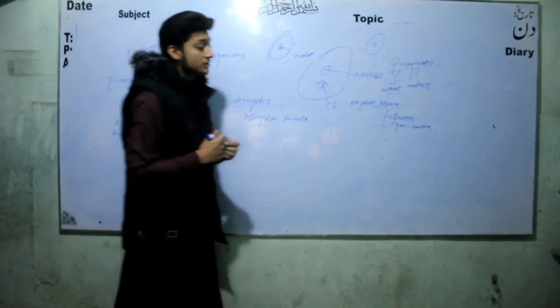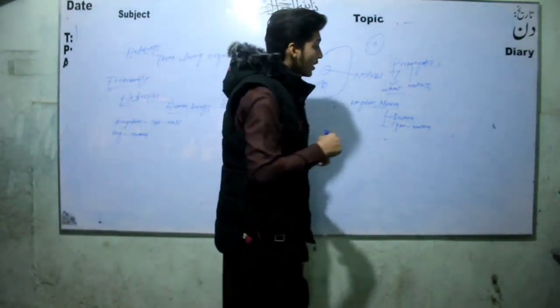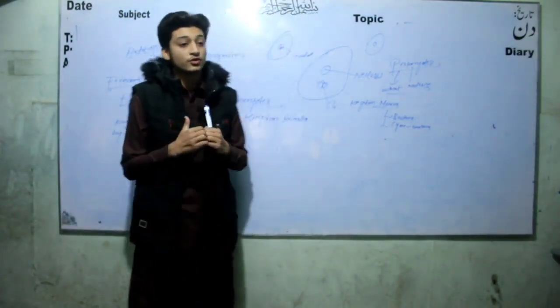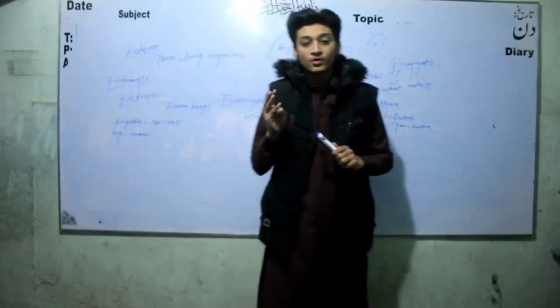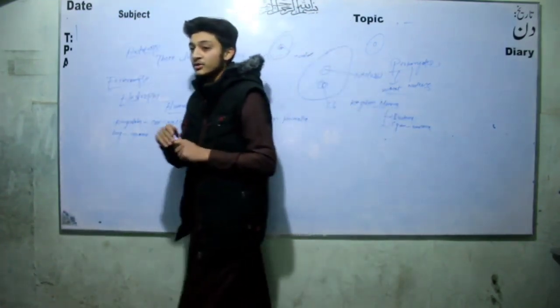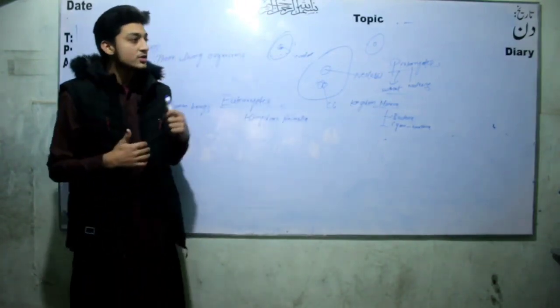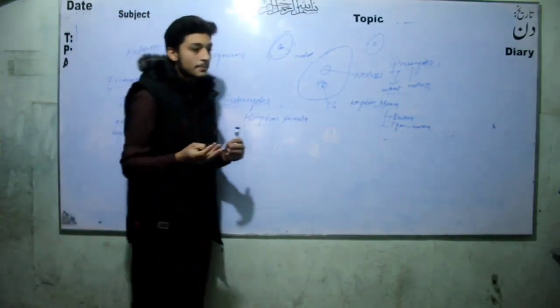And after that, coming towards plants. Plants are multicellular eukaryotes. Protista has its own two types: one is unicellular, one is multicellular. Multicellular is kingdom Algae, and unicellular are amoeba, paramecium, and euglena.